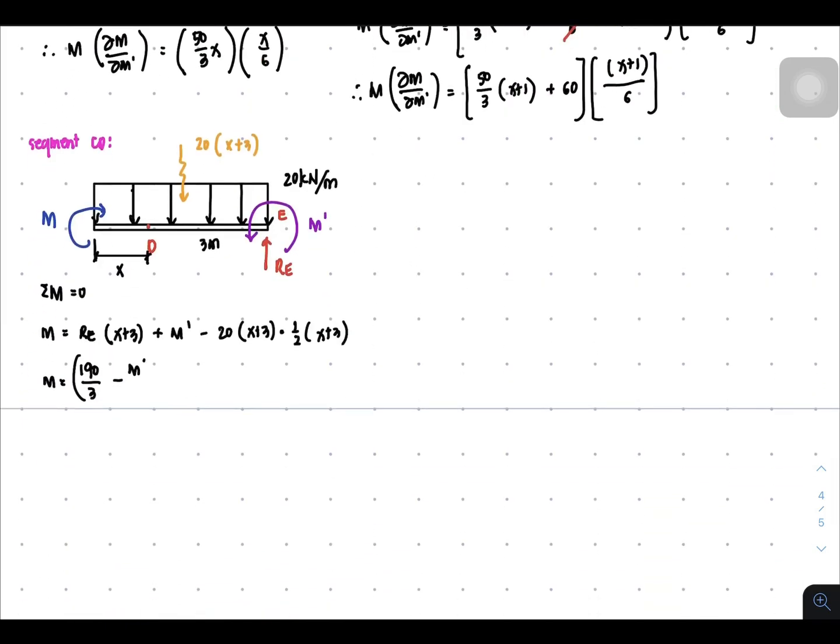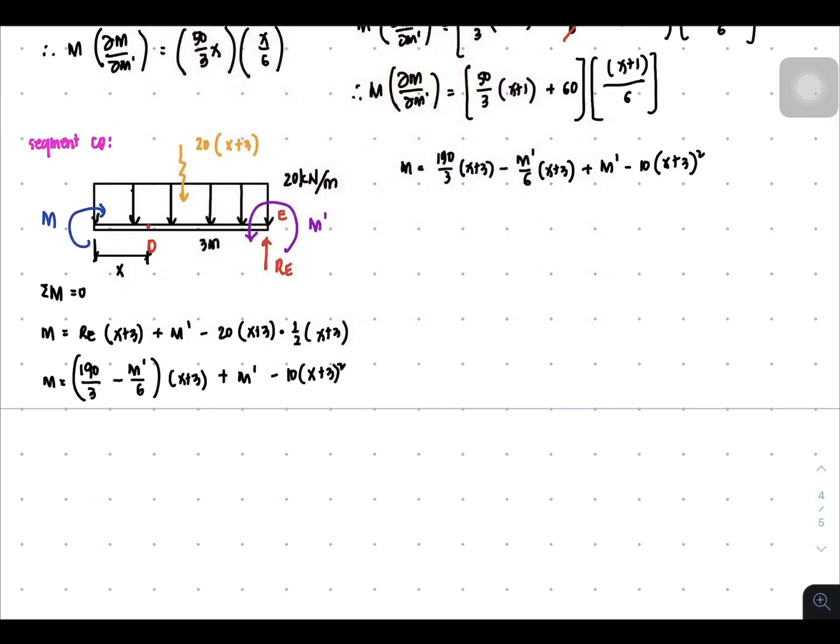Yes, minus M prime over 6. So it's M prime over 6 times x plus 3, then plus M prime, and then minus 10 times x plus 3 squared. So this time, let us distribute the x plus 3 to each term. So 180 over 3, then x plus 3 minus M prime over 6, then x plus 3, then plus M prime minus 10 times x plus 3 squared.